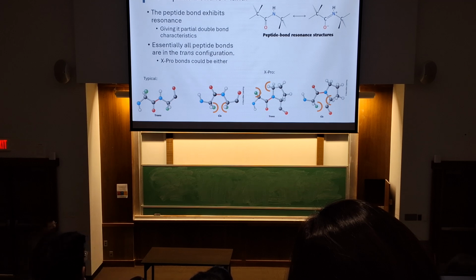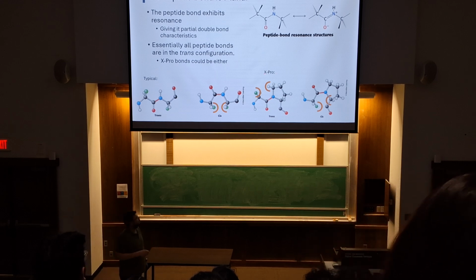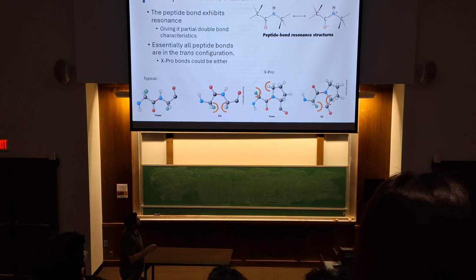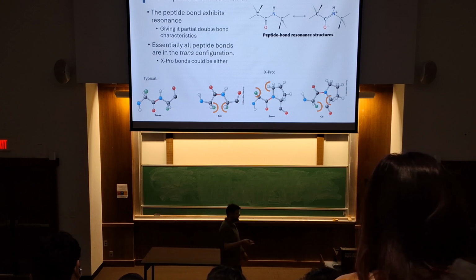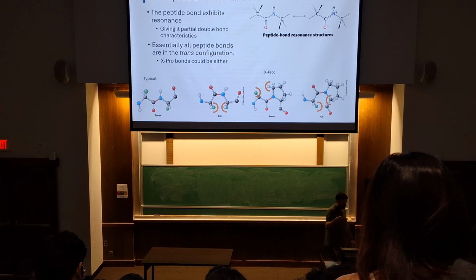Now this is not the case for proline. So we have X, which is any amino acid, followed by proline. What we see is that we get just about equal steric hindrance whether proline is in the trans configuration or in the cis configuration. So proline is the only one that can exist in the cis configuration, not because it's more stable, but just because it's as stable as the trans configuration.